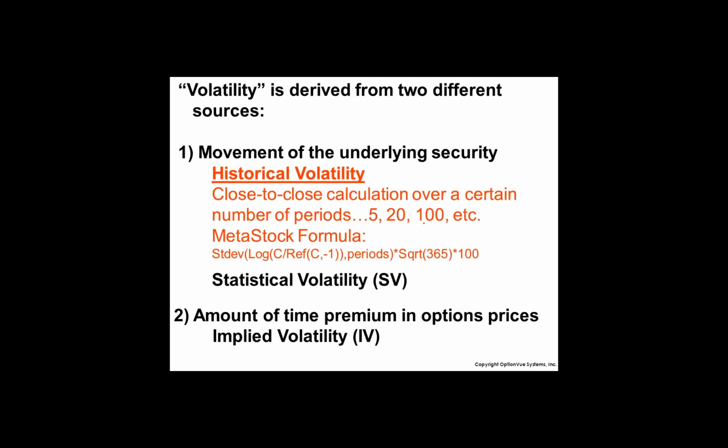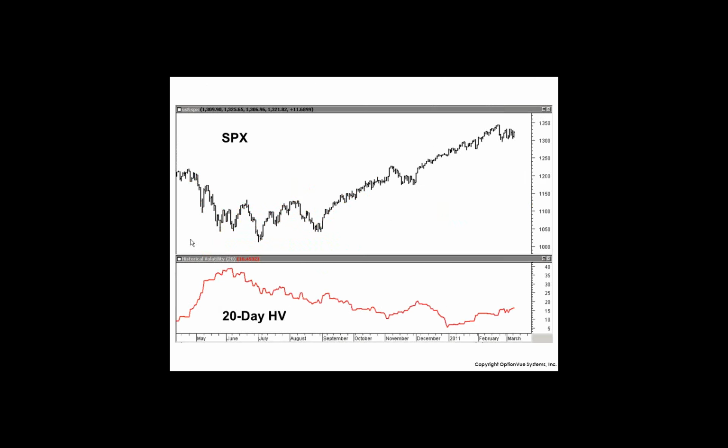This is something you can dial up in your Metastock program, and I'm a Metastock fan. That's my programmable charting program of choice. I think it's awesome. What historical vol is, and this is important, is a close-to-close calculation over a certain number of periods: 5, 20, 100, etc. Here I'm giving you the Metastock formula for those of you that want it. You can program that into Metastock and see what it looks like.